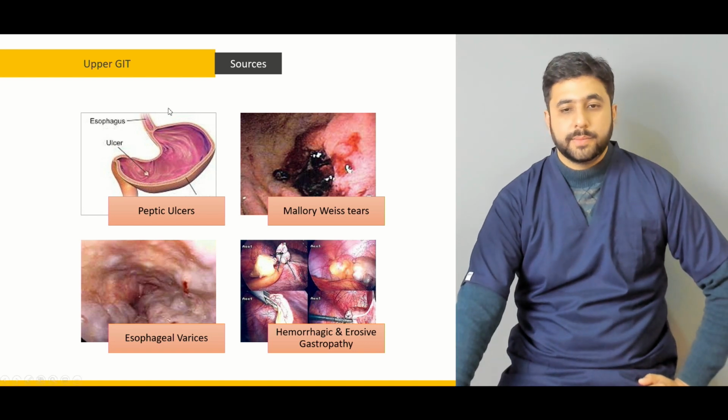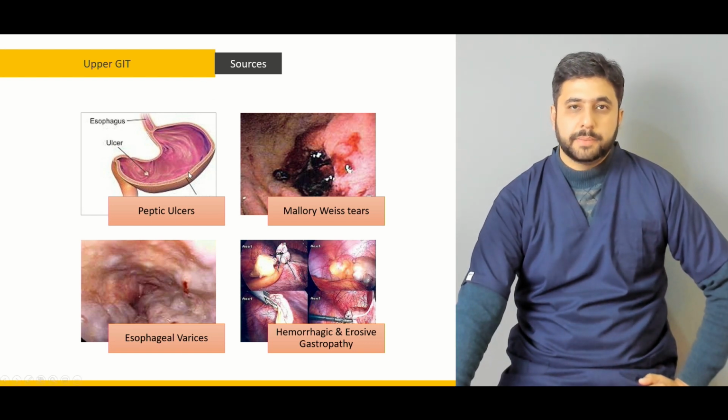So I want you to remember these four as the major causes of the upper GI bleed. Peptic ulcers are the most common, followed by Mallory Weiss tears, esophageal varices, and the hemorrhagic and erosive gastropathy or the gastritis.